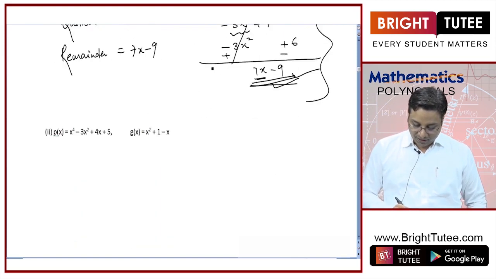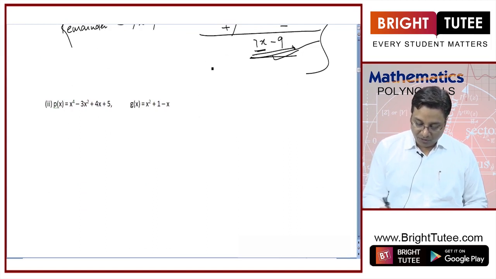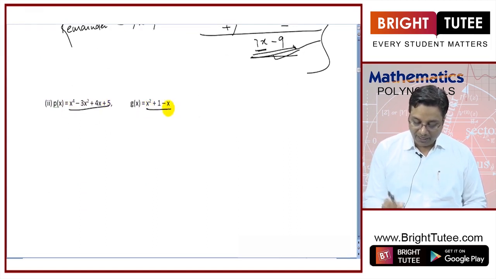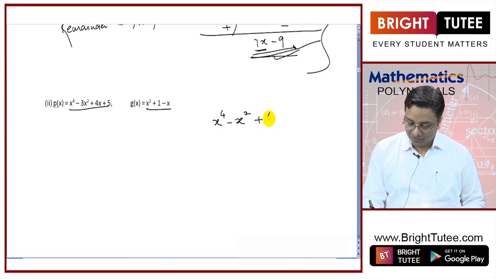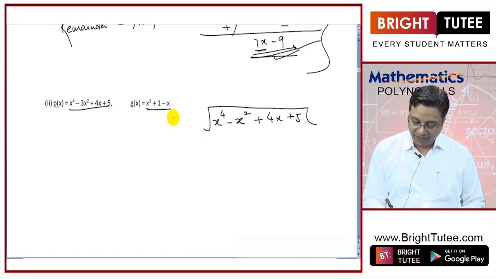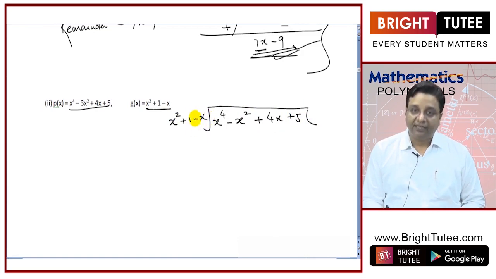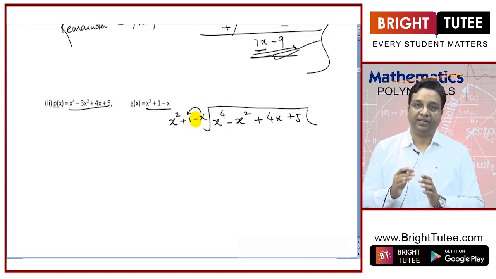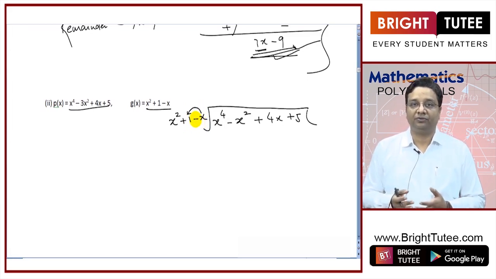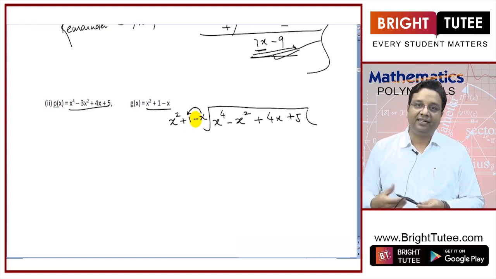So, let us look at this question. We need to divide a biquadratic by a quadratic. So, let us write x raised to power 4, 3x squared plus 4x plus 5, and we have to divide it by x square plus 1 minus x. Okay. First thing that we do is we write it in standard form. So, you should write this x here and 1 here. We write it in descending or ascending powers of variable. So, let us write it in descending powers.